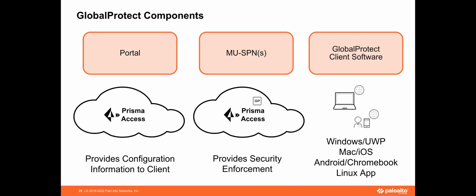The MUSPN provides security enforcement for the traffic. So your Prisma Access architecture will determine how many MUSPNs are deployed. You need to make sure that they are sufficient. However, to make it simple, you can treat it as if it's a firewall in the cloud that has only a GlobalProtect gateway. The client is software that your clients will need to install to connect to GlobalProtect.